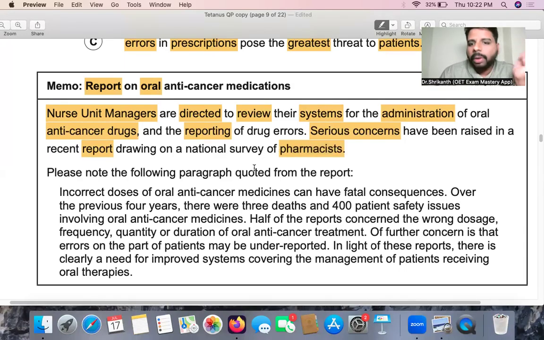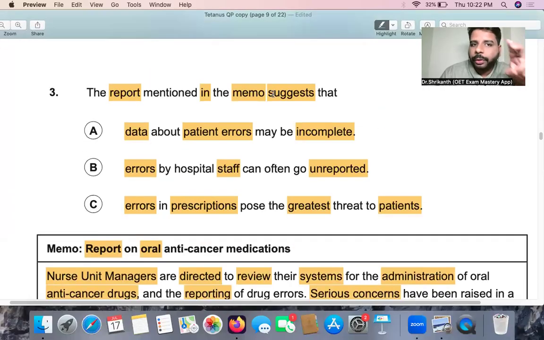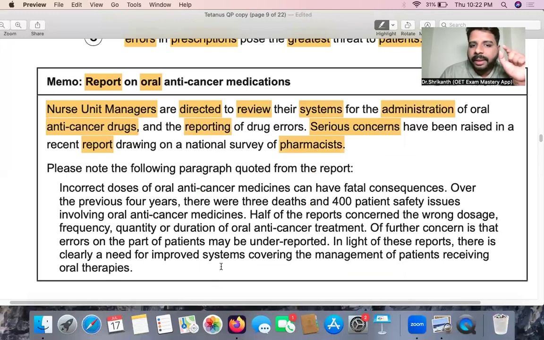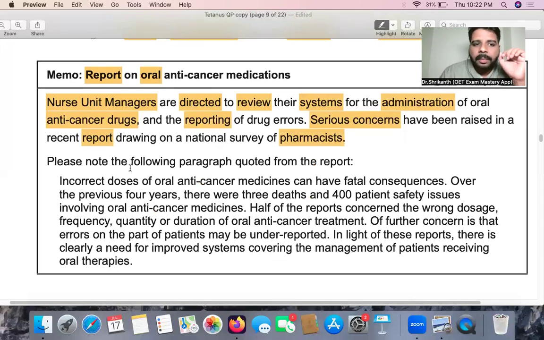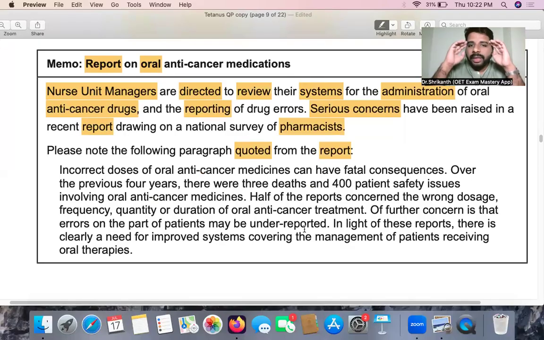Now, let's read what the report says. That is the duty, right? Our duty is to find what the suggestion is coming from the report. So, this is the main answer. The answer should be over here only. Please note the following paragraph quoted from the report. Now this is the report, and this is where you have to be very alert, because you can guarantee that the answer is going to be here. From this, what is your duty? To find the suggestion. So you have to think like the writer. Okay, so let's see what the writer is writing.